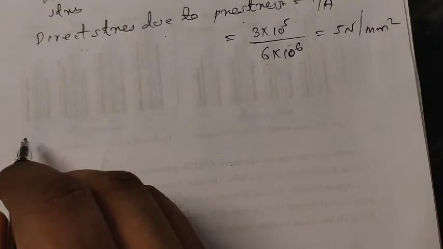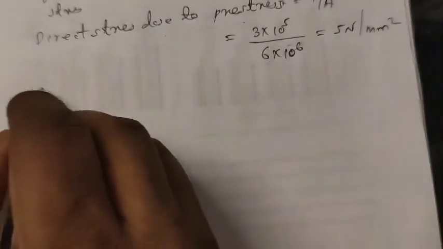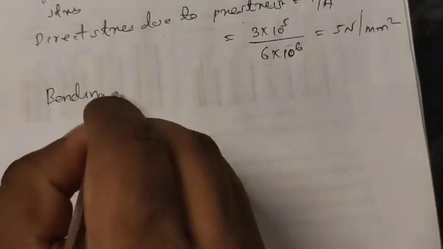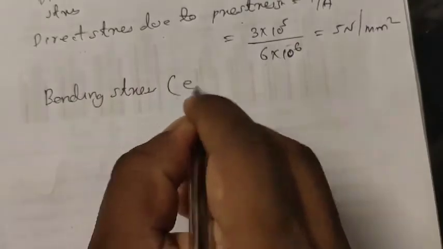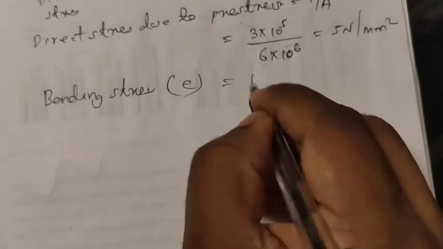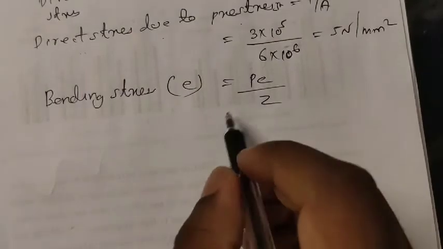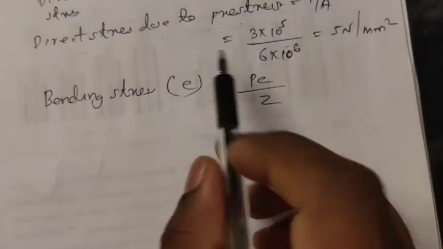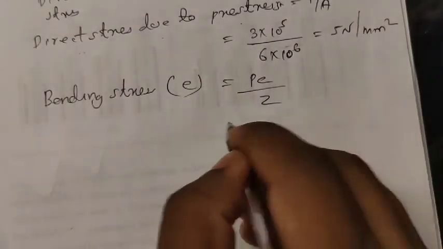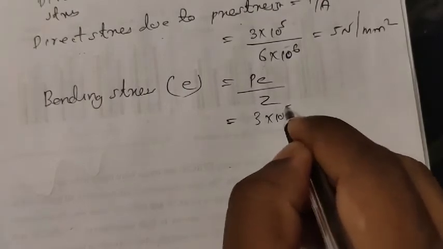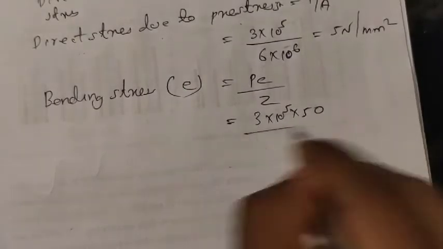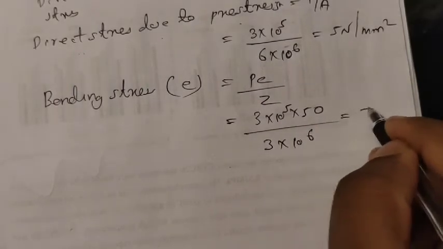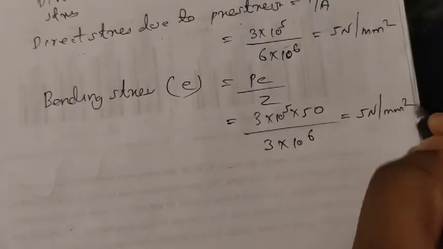The next thing, bending stress due to pre-stress. That is due to eccentricity. The equation is PE by Z. We already discussed these things in the analysis part. If you have any doubt about that, please recheck the analysis part. So the P value is 3 into 10 power 5. The E value is 50 mm. Then Z is equal to 3 into 10 power 6, giving 5 Newton per mm square.